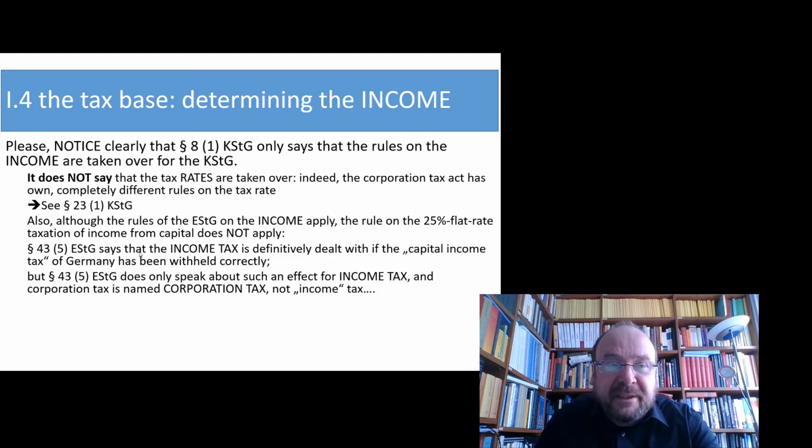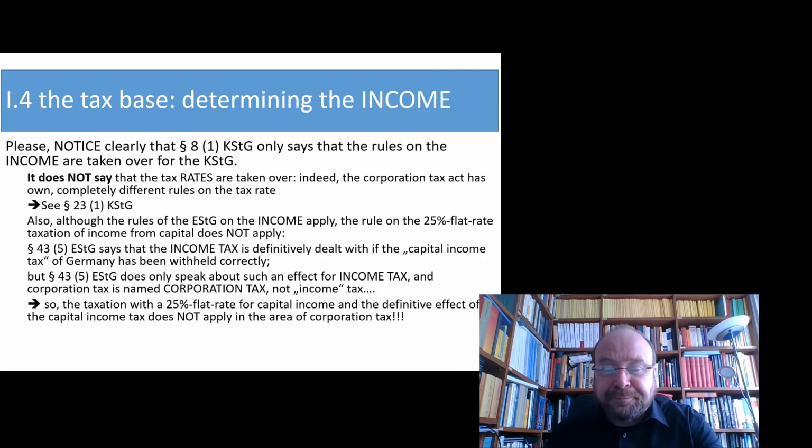So if 25% were prepaid, which is the usual amount for capital income tax, then 25% will be fully credited as a prepayment made to the person's personal income tax, and personal corporation tax. So there will be, in all probability, a refund of at least 10% at the end of the year when a tax declaration is handed in. So a good reason why, in all probability, you will never catch a GmbH or AG trying to commit tax fraud with regard to such income. So remember, the taxation with a 25% flat rate on income from capital does not apply in the field of corporation tax. We learned that from properly reading the text.